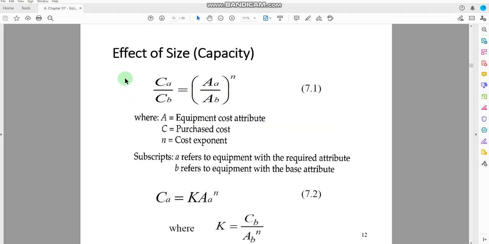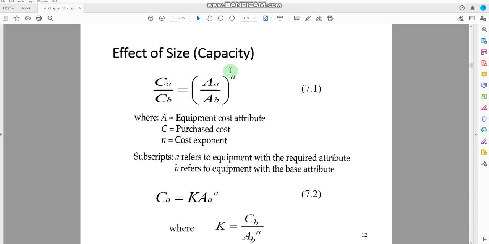Now, this is an equation that is mostly used in chemical engineering processes to estimate the cost of any equipment and even the cost of any plant also. So this equation is basically representing the effect of size or capacity. The size and capacity are the same thing here. Now CA represents the cost of the new equipment. CB represents the cost of the same equipment in the previous time, or that has been purchased earlier. AA represents the capacity of the new equipment. AB represents the capacity of the equipment that was purchased earlier. And n represents the cost exponent.